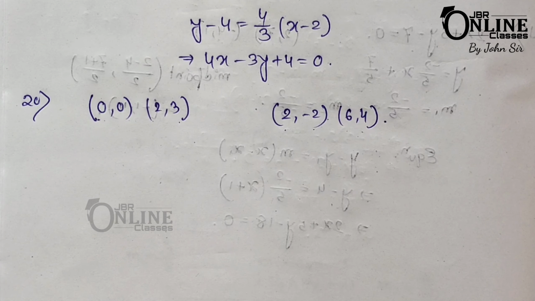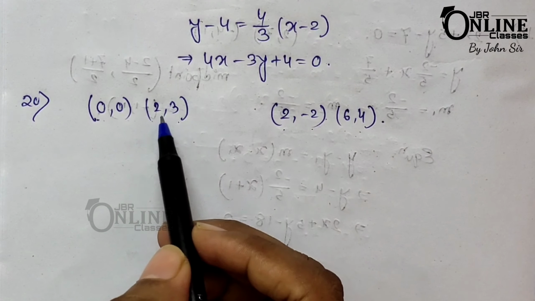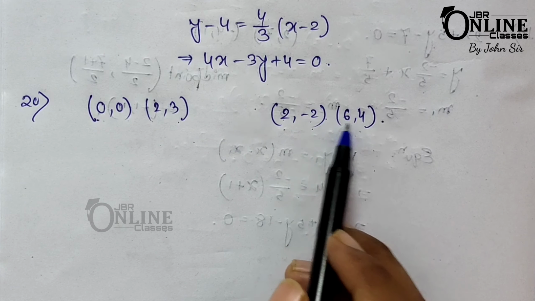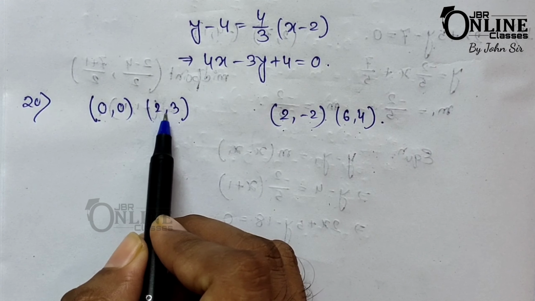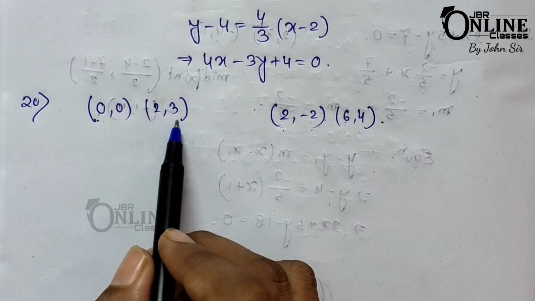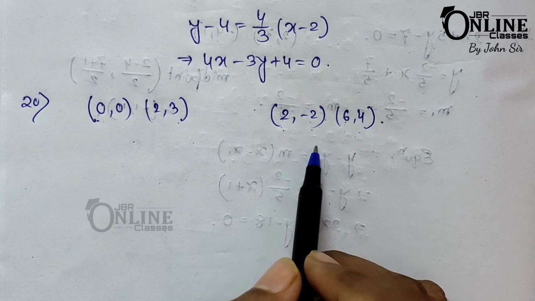Okay, so here problem number 20. In problem number 20, the line passing through (0, 0) and (2, 3) is parallel to the line passing through (2, -2) and (6, 4). That means the first line passes through these two points and the second line passes through these two points. With the help of these points, you can easily find the slope of the first line as well as the second line.